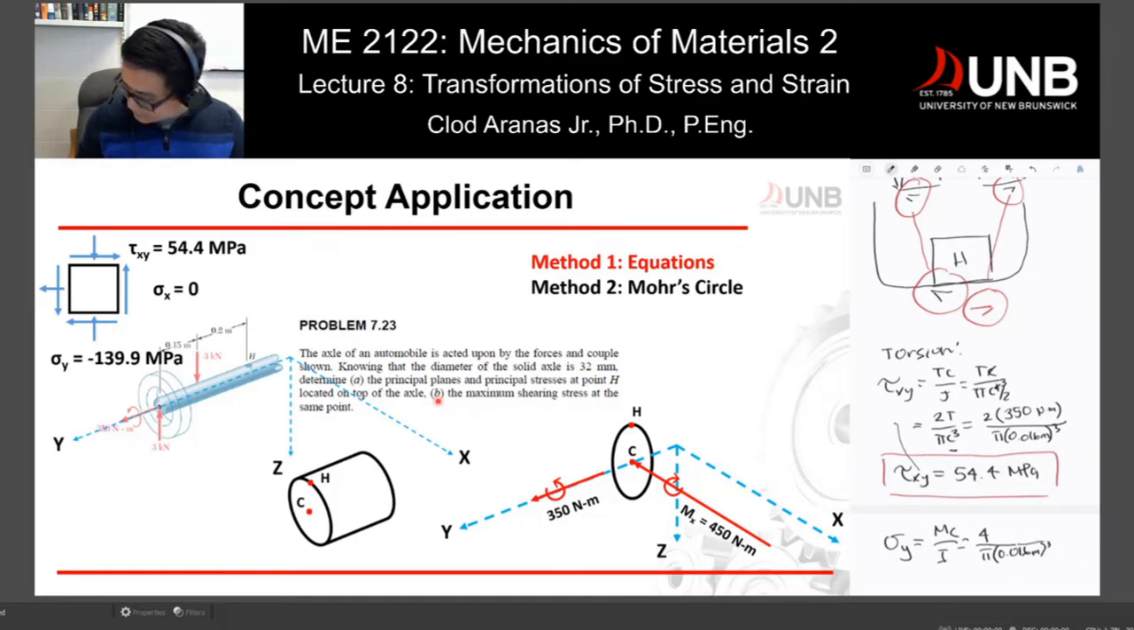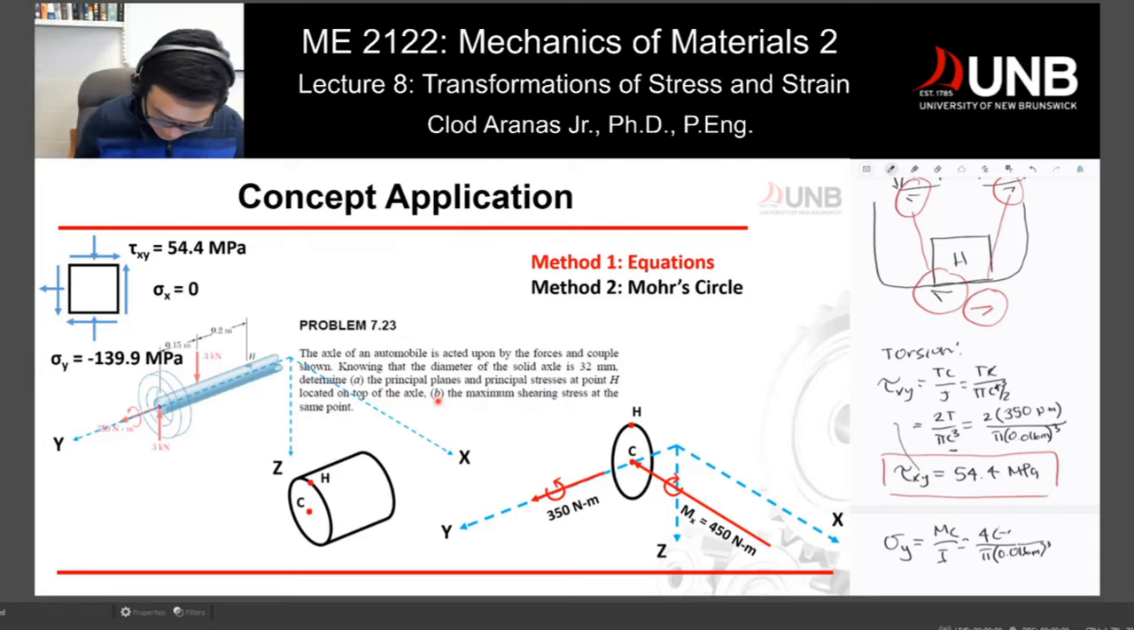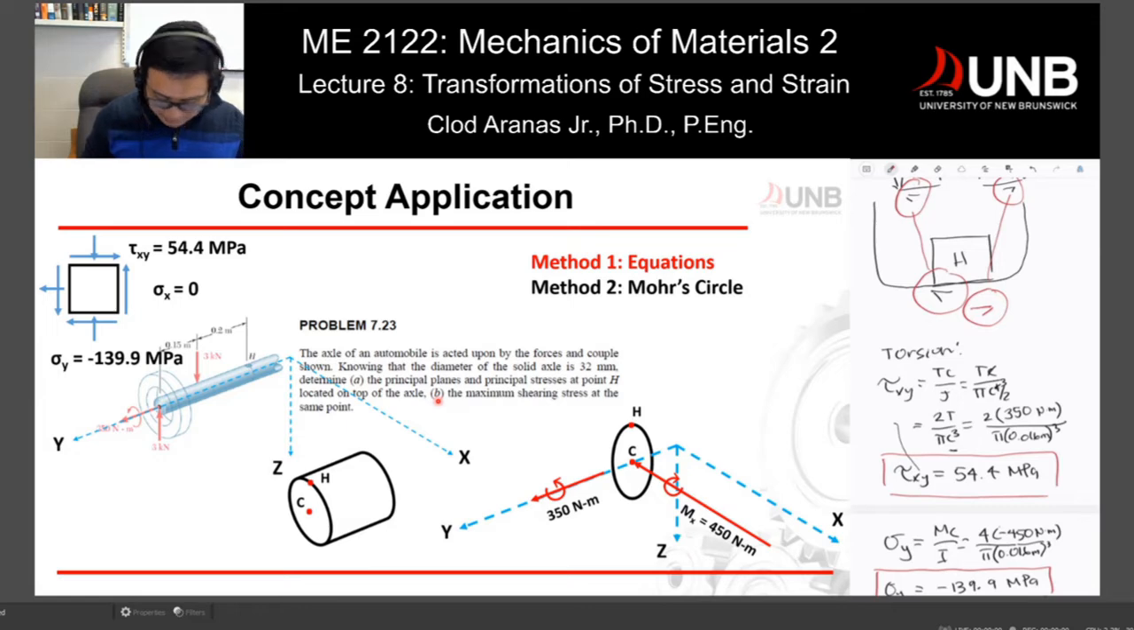Cube. And then I have negative 450 Newton meter. And that would give me sigma sub y, which is equal to negative 139.9 megapascals. So that would be sigma y, and you know that sigma x is equal to 0. So that would be the starting point for your stress, and then you can now calculate your principal stresses and maximum in-plane shear stress based on the following.